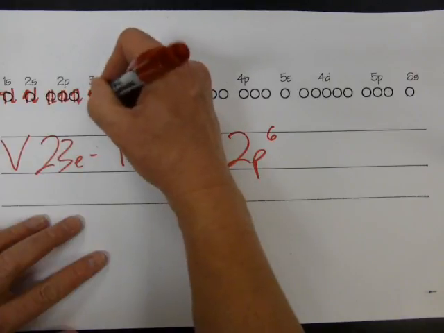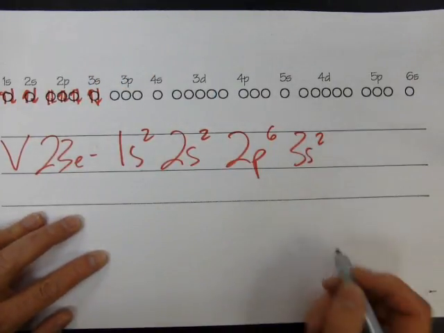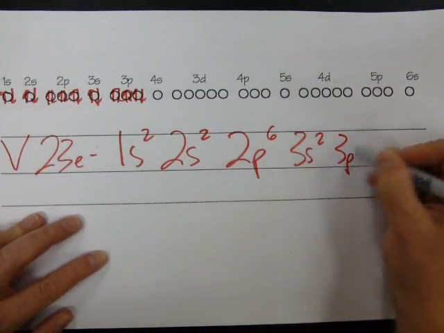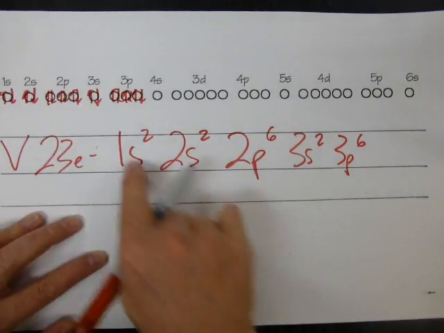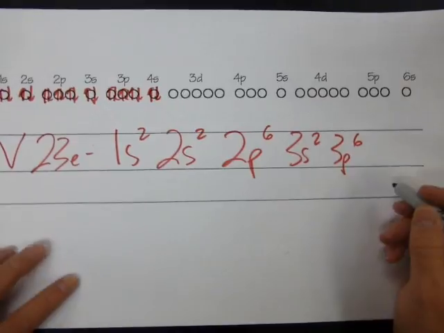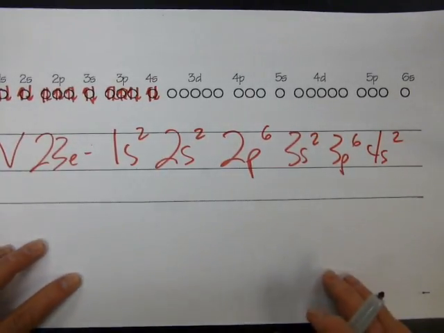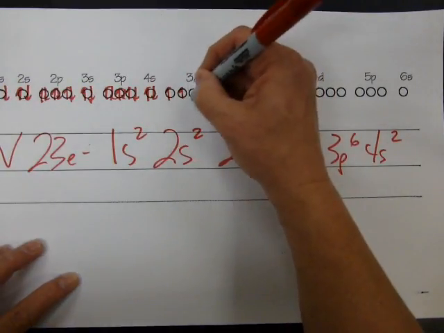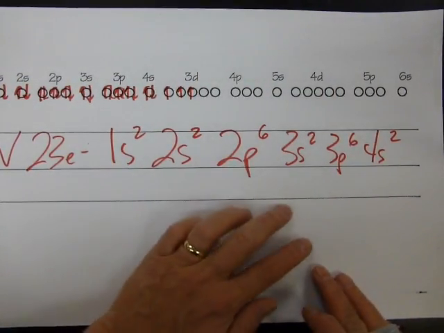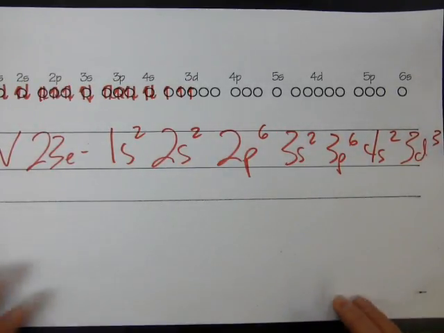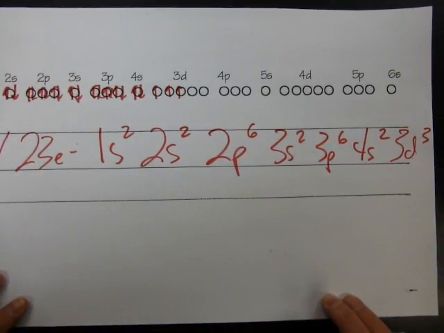And then 3s, I can put 2 electrons there. 3p, I can put 6 more electrons here. 3p6. Okay, so how many have I used? I've used 18 electrons. Then I can go to 19 and 20. 4s2. And then I've got how many more? I've got 3 more to go. So I'll put 1, 2, 3 electrons at the orbitals of the 3d. So we've got 1s2, 2s2, 2p6, 3s2, 3p6, 4s2, 3d3.